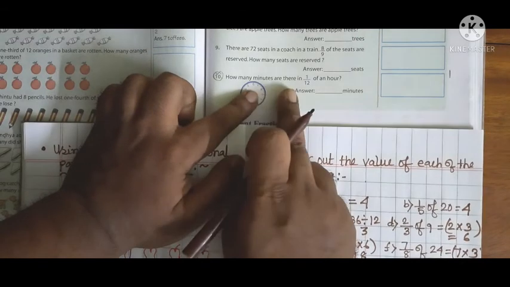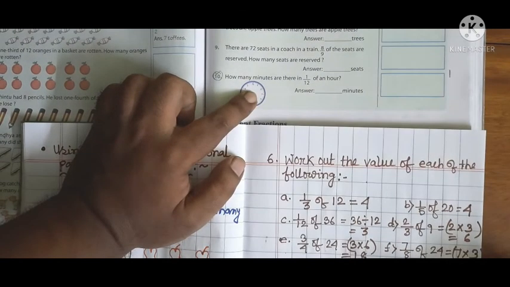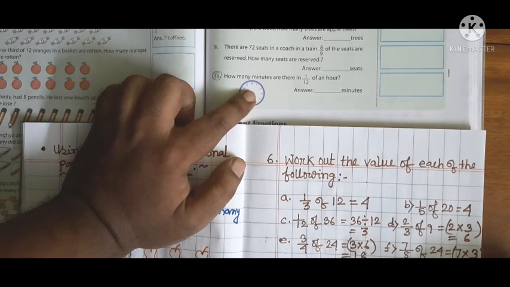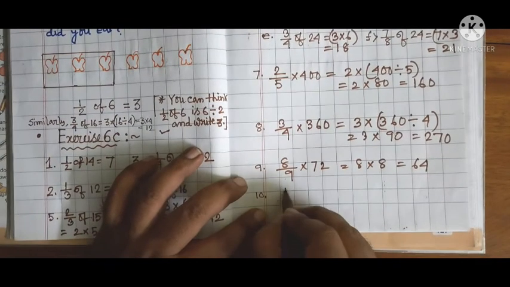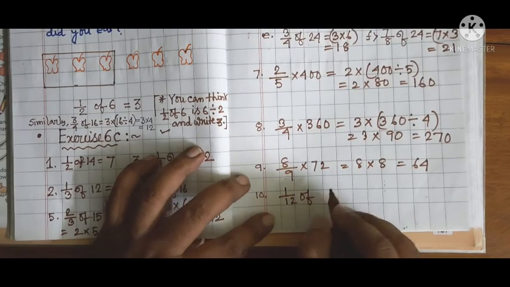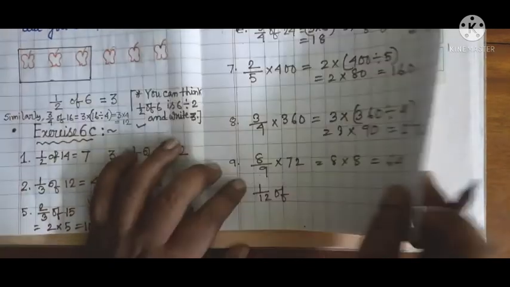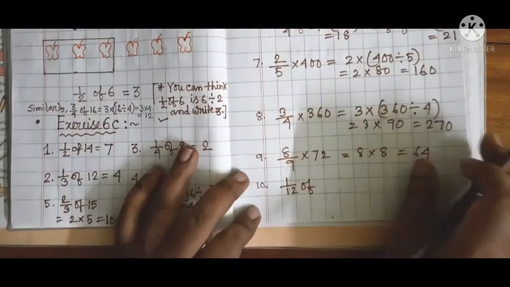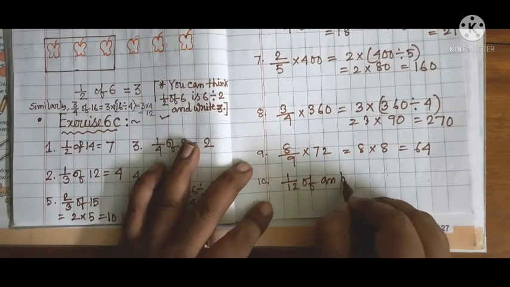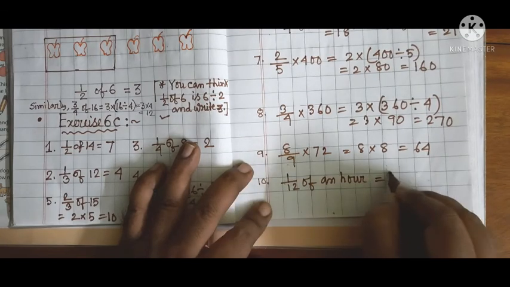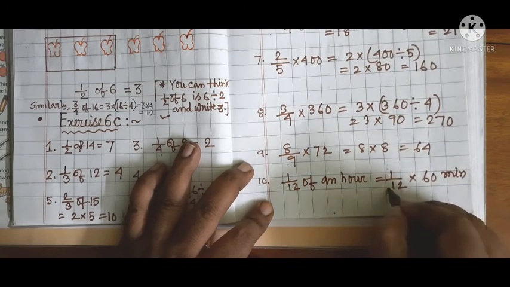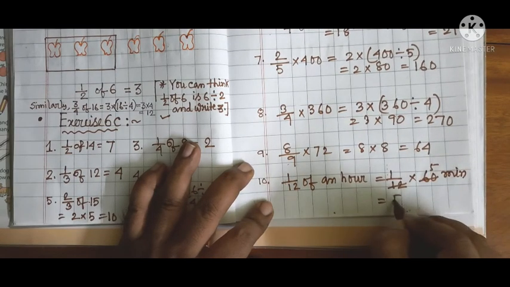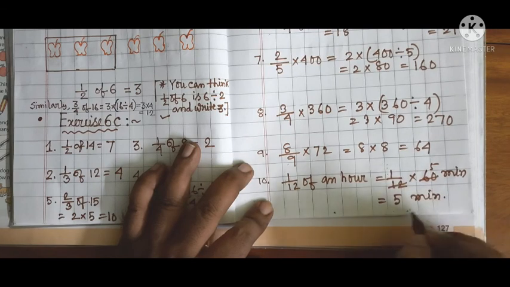Next, number 10. How many minutes are there in 1/12 of an hour? We know that 1 hour is equal to 60 minutes. Therefore 1/12 of an hour is 1/12 into 60 minutes, it will be 5. Therefore it will be 5 minutes.